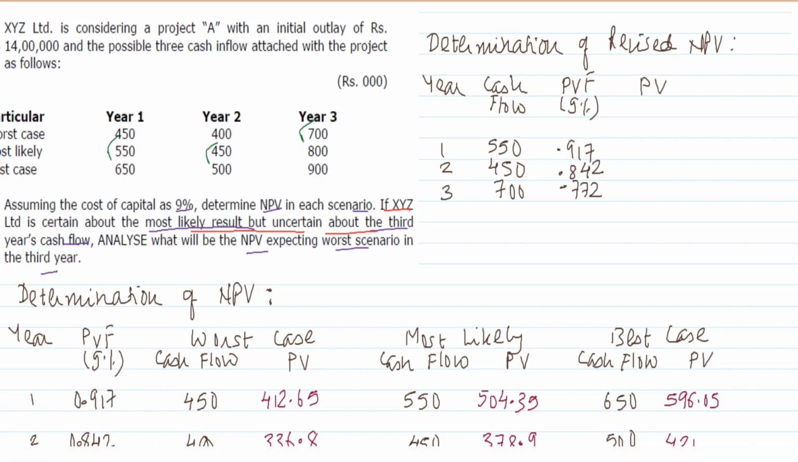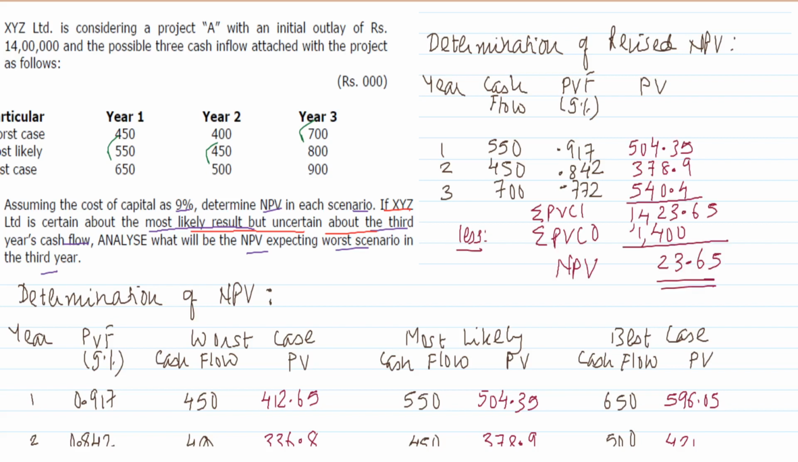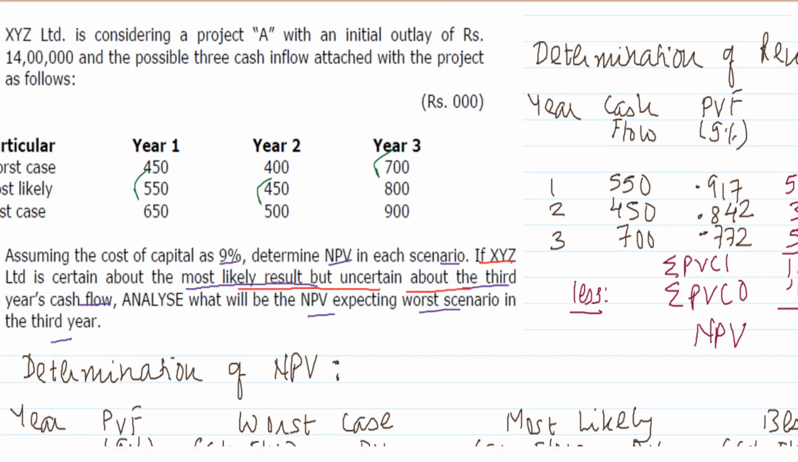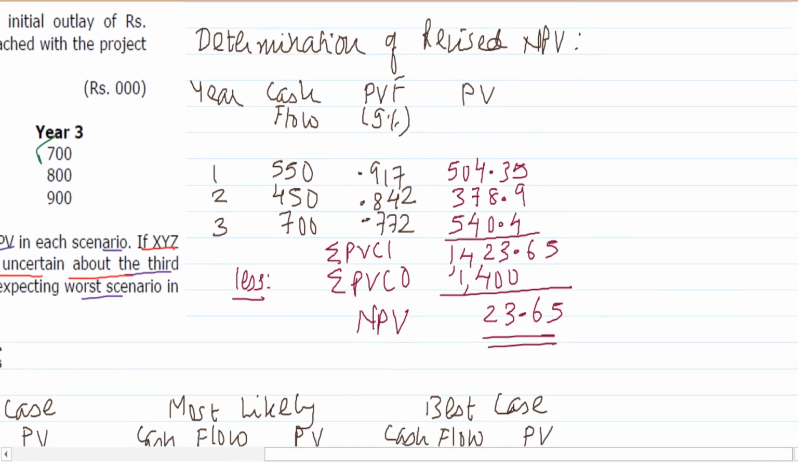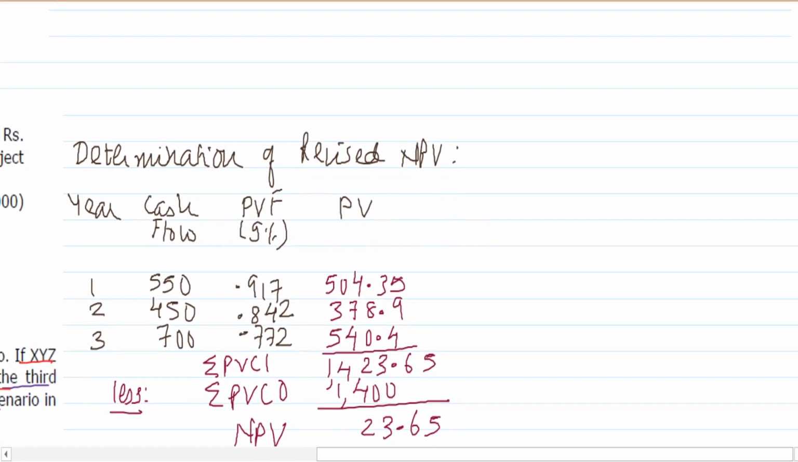So once again, I would like you to pause the video and work out the revised NPV. So the revised NPV is turning out to be 23.65. Right here it is, 23.65.